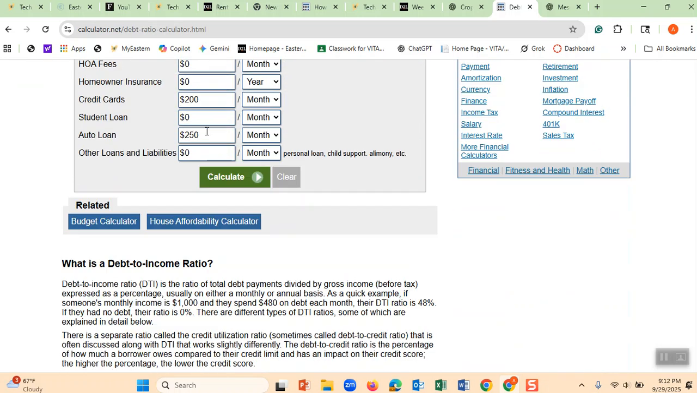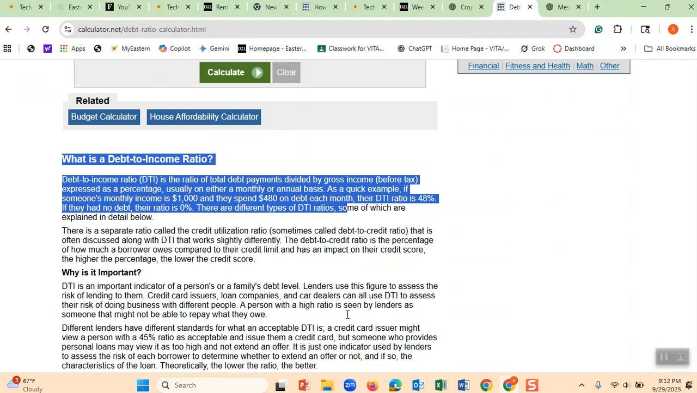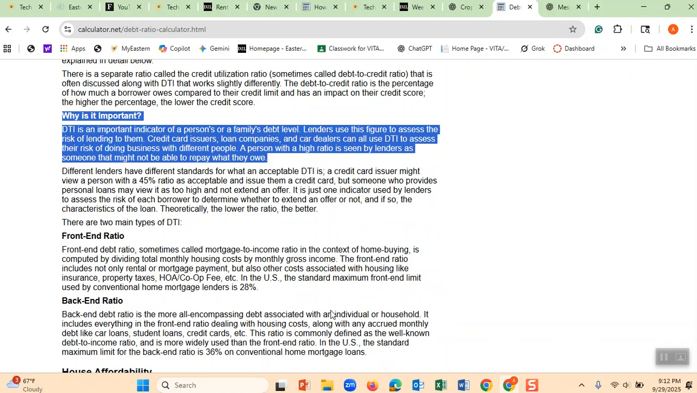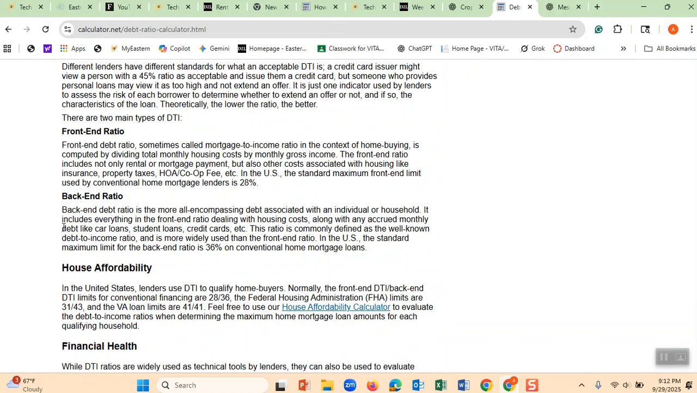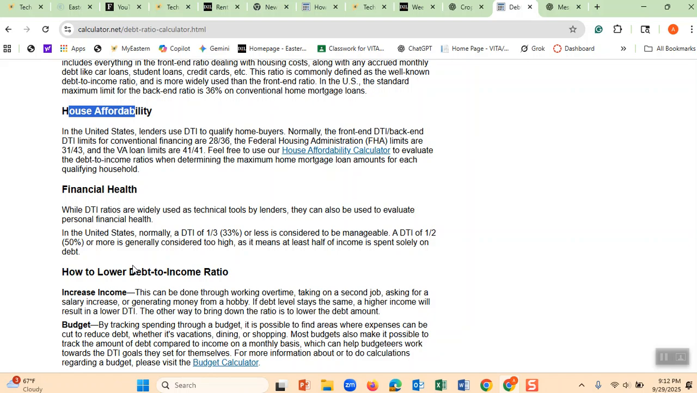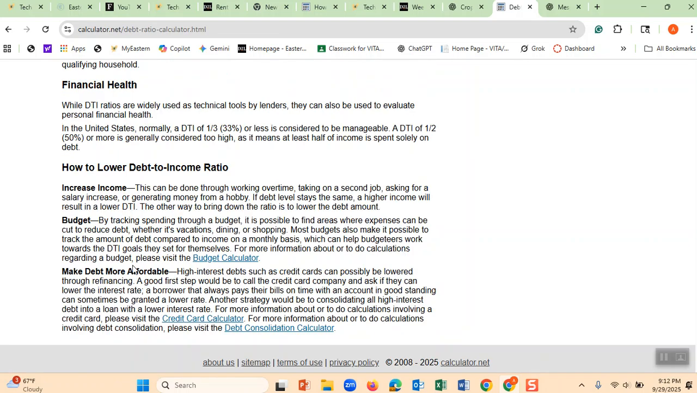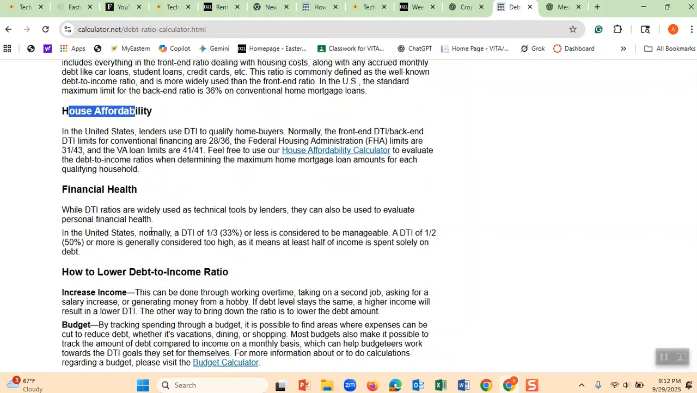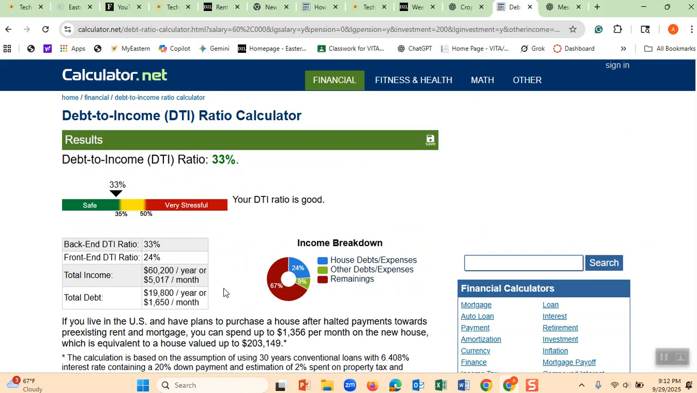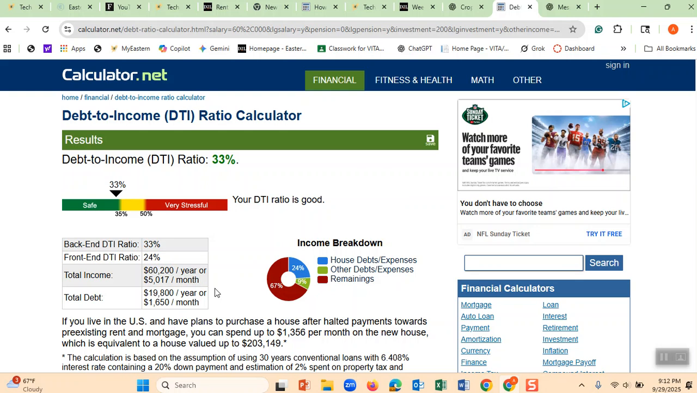And then I click, and as I said, there is a lot of interesting things to read here and understand what it means, and family debt level, and all of this information. We already talked about house affordability in the previous example, and therefore this has a budget calculator and affordability.